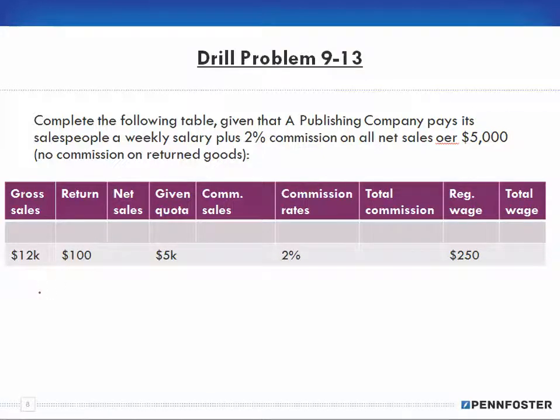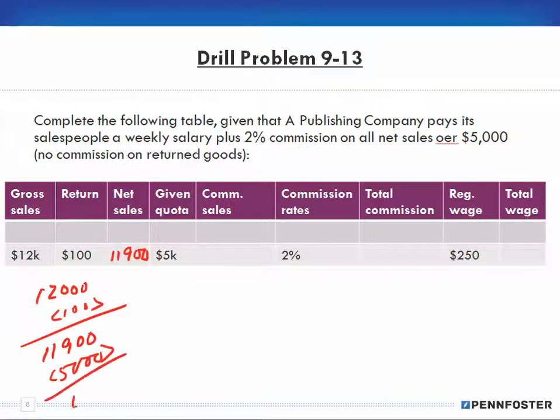Since they don't get a commission on that, we take 12,000 less the 100. So we're talking about 11,900 as the net sales. Now, there's a given quota of 5,000, meaning they have to meet that first. So we subtract the 5,000 and we're left with 6,900 for our commission sales, right? Because they have to meet this quota.